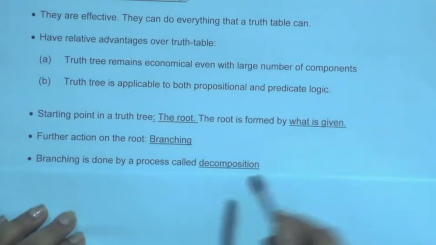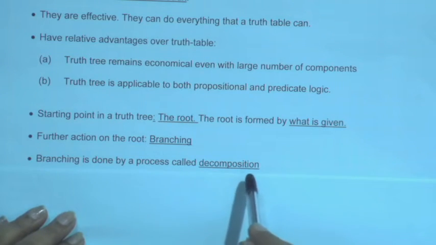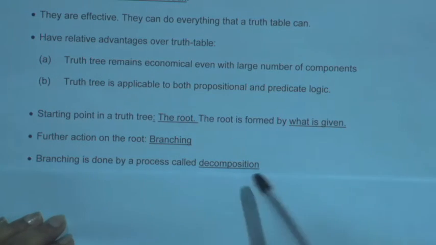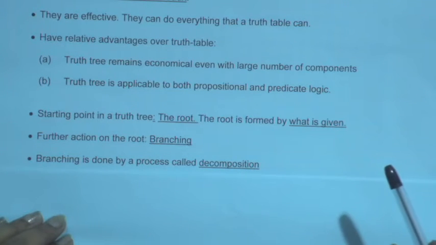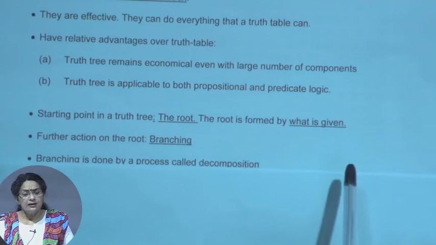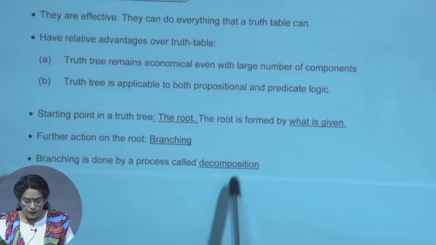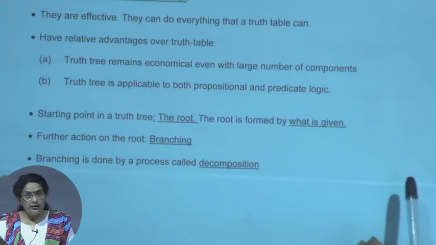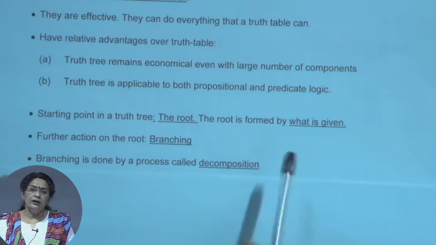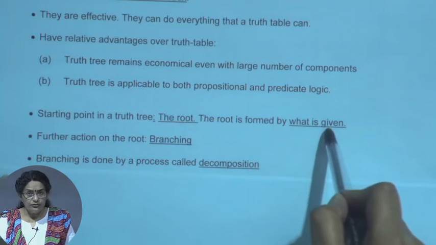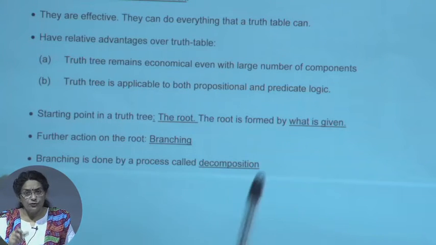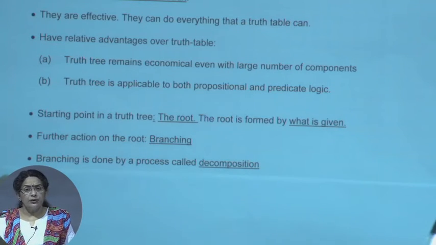The process by which you do the branching is called decomposition. You will see in the next module, I will explain it in greater detail, this is a process of breaking down. Decomposition, you understand that we are taking things apart. So, what was composed, you are decomposing. Now, here what you are decomposing is going to be truth functional compound statements. So, if they are there in your root, then you try to break them, those compounds, into their simpler components, and there are rules to do that. So, we will show you that.